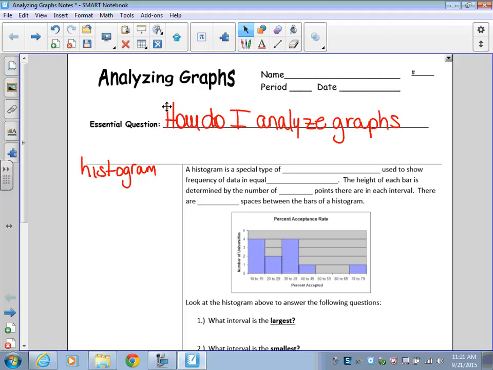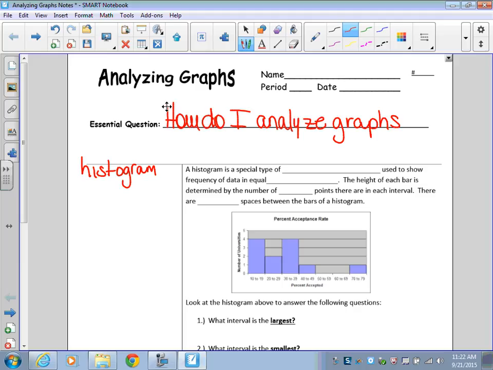A histogram is a special type of bar graph used to show frequency of data in equal intervals. The height of each bar is determined by the number of data points that are in each interval. There are no spaces between the bars of a histogram.